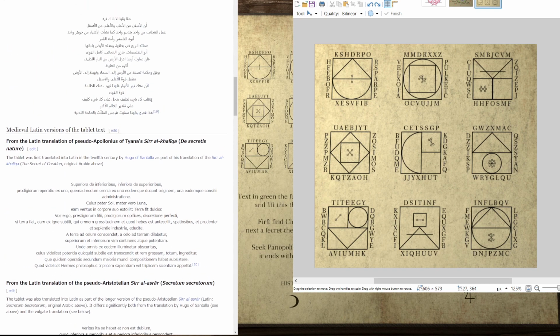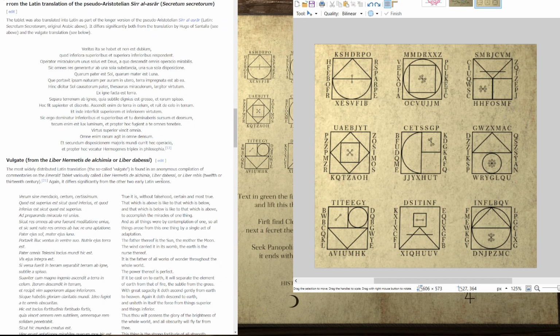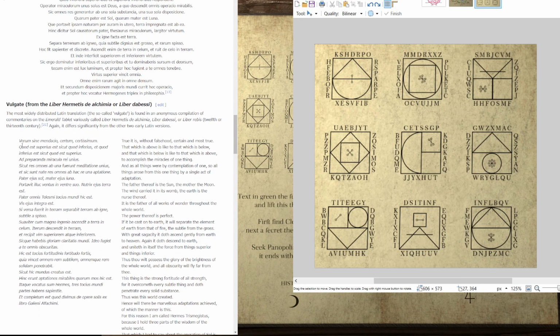the lowest, and through the lowest of the highest, and so forth and so forth. And here's the other one. That which is above is like that which is below.